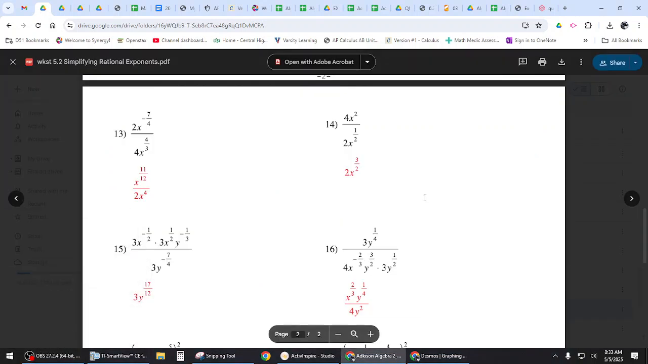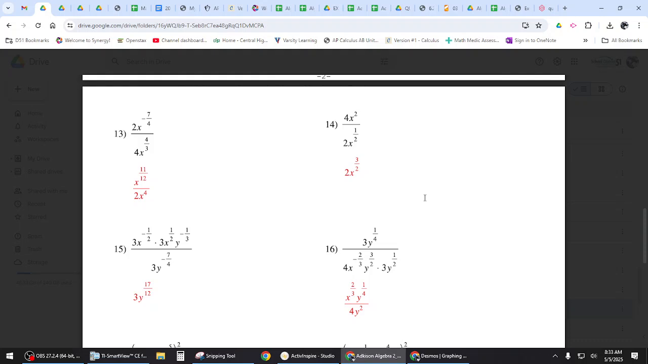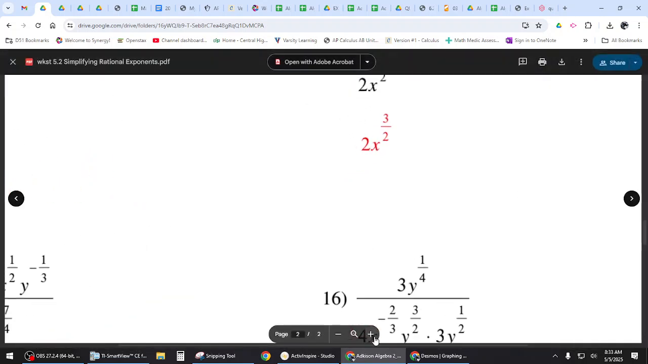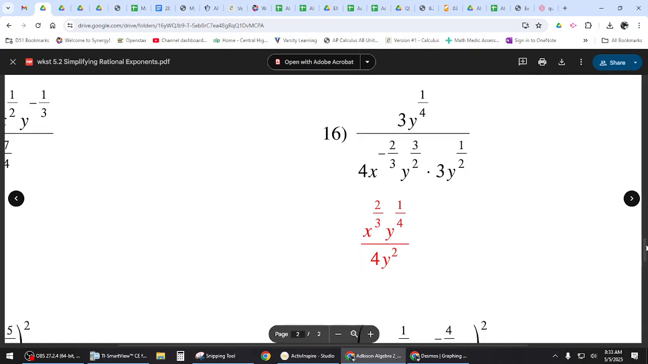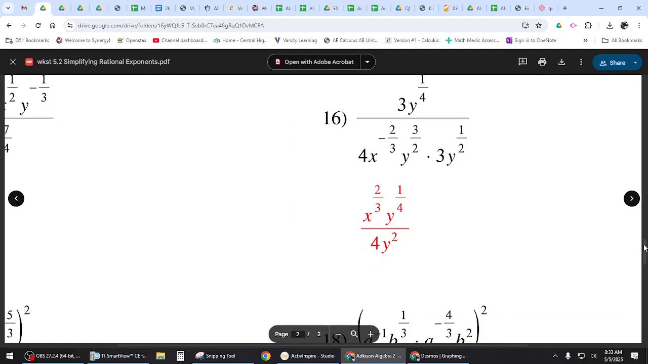Okay, so 14 is 2x to the 3 halves. 16 is 3y. Nate and I checked this at the end of class. This should be simplified further. 1/4 minus 4/4. We should be doing subtraction on the y exponents. So 1/4 minus 4/4 is -3/4, right?